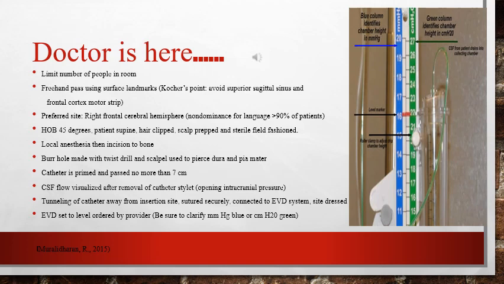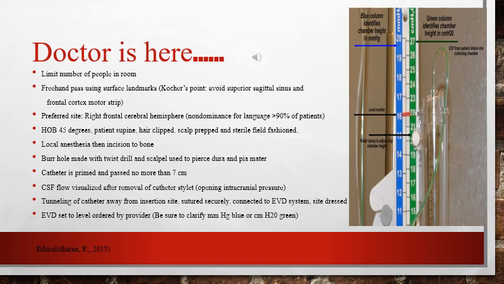He's going to find his landmark, which is called Kocher's Point, and he's going to most likely come in towards the right side, the right frontal cerebral hemisphere, because according to research, in 90% of people it's the non-dominant side for language. So that's why your physician's going in on that side. He's not just anticipating or picking something like that. He's going in there on purpose to avoid causing damage to the brain.